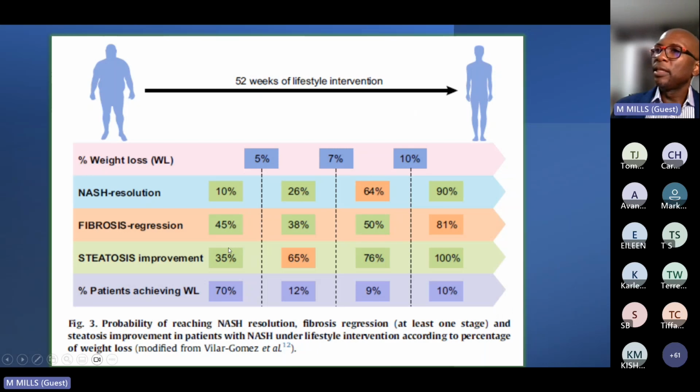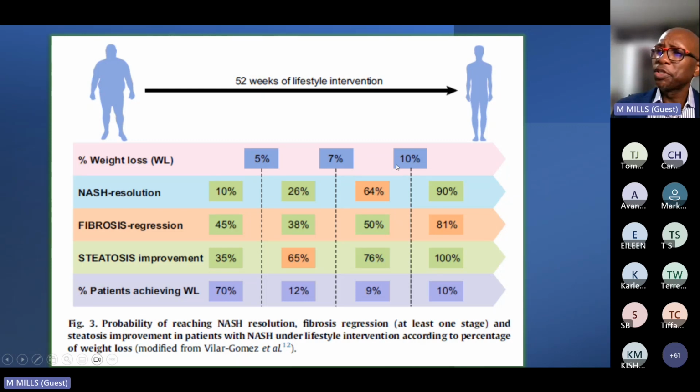So we see here, broadly speaking, that the more weight you can lose, whether it's 5% or 10%, the more you get improvement. So if you're talking about inflammation, if you lose 10%, up to 90% of individuals will have complete resolution. So the liver returns to normal 9 out of 10 times if you can lose up to 10% of your body weight. So this is your target, 10% weight loss.